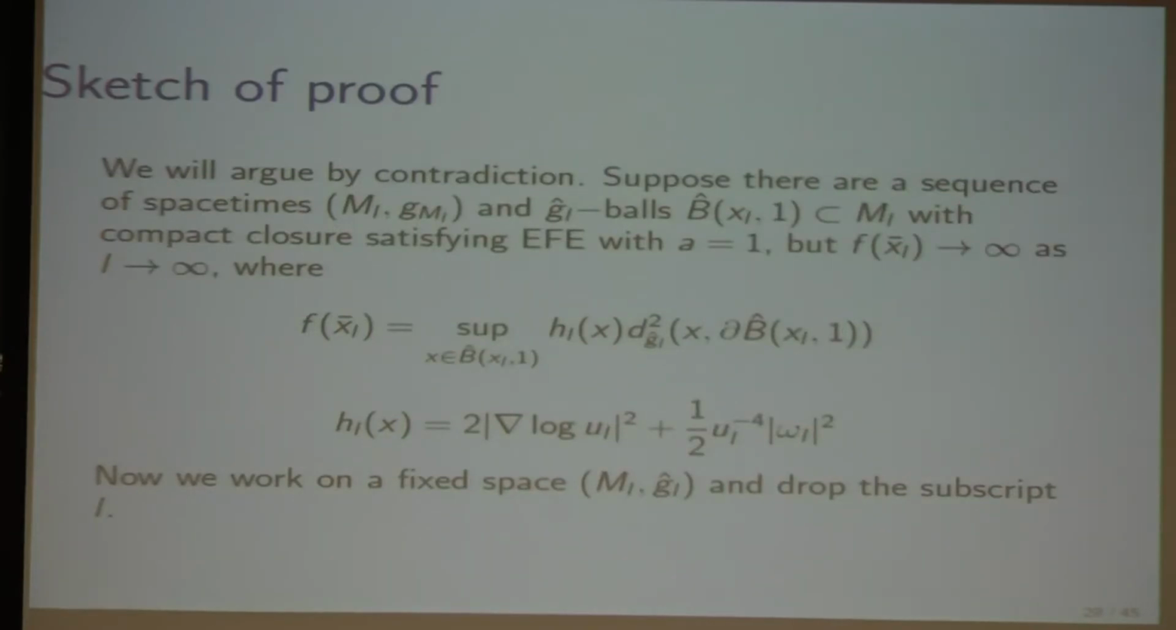Okay, so now we argue by contradiction. Suppose there is a sequence of space-times and G hat L balls with compact closure, and these space-times satisfy the vacuum Einstein field equation with non-negative cosmological constant, but f at x bar L goes to infinity as L goes to infinity. We work on a fixed space, so we drop the subscript L.